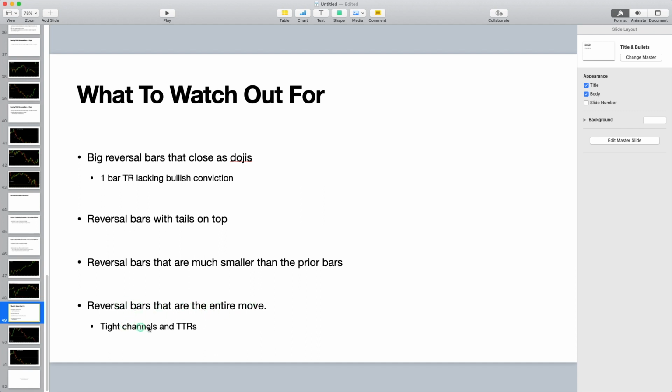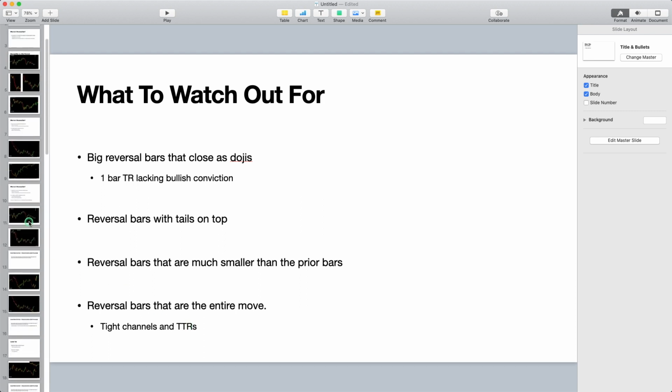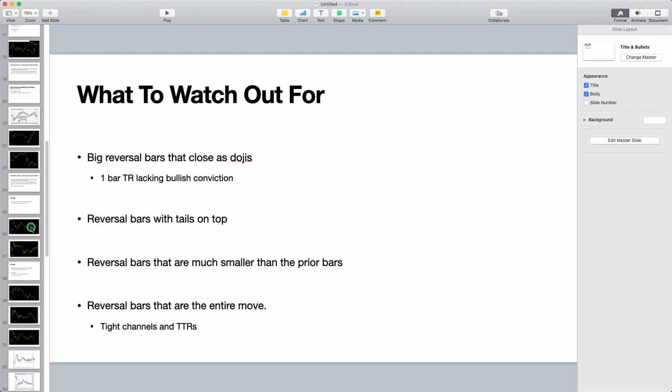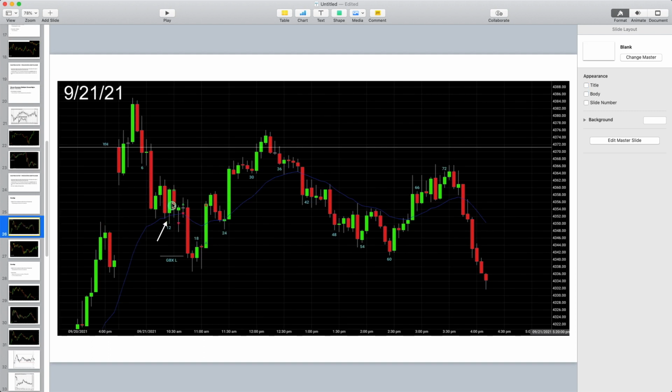And this is common in tight channels and tight trading ranges. We mentioned this a lot in the section on overlap, when the reversal bar is actually just a move up in a tight trading range. And this entire reversal bar is just the entire move up. And as soon as the bar closes, we're now near the top of the tight trading range, and bulls will exit and bears will start to sell. So this is common in tight bear channels or in bear breakouts.